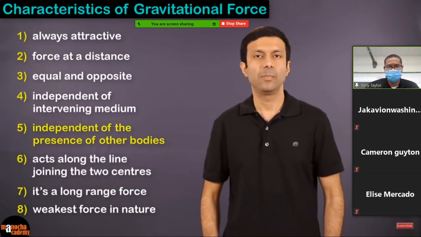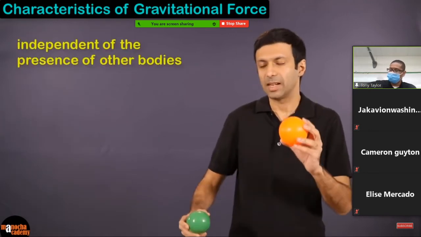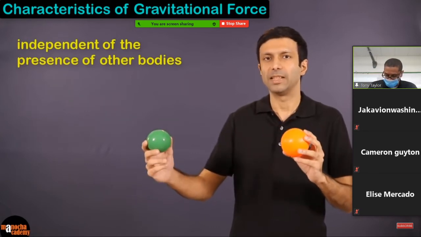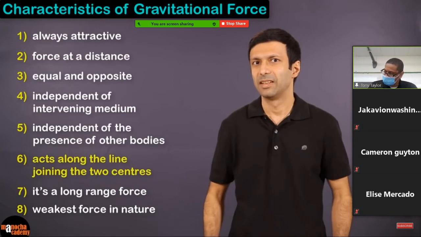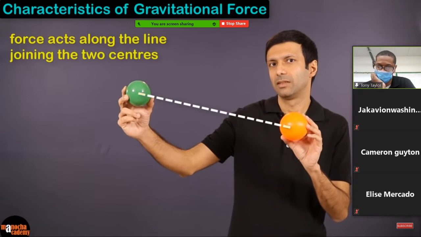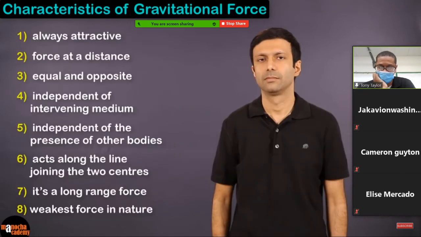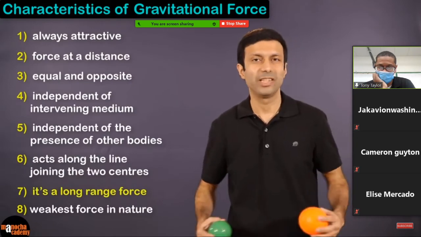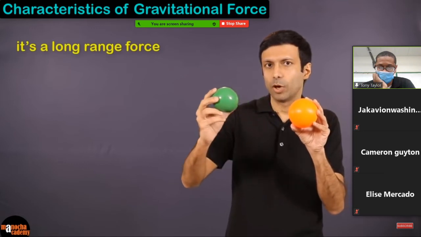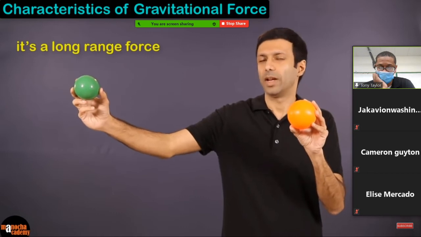5. Independent of the presence of other bodies. So the force between the sun and the earth is not affected by the moon or the other planets. Number 6. The force acts along the line joining the center of the two bodies. Or to be more precise, the center of masses of the two bodies. 7. It's a long-range force. So as you keep increasing the distance between two bodies, the force keeps decreasing according to the inverse square law.